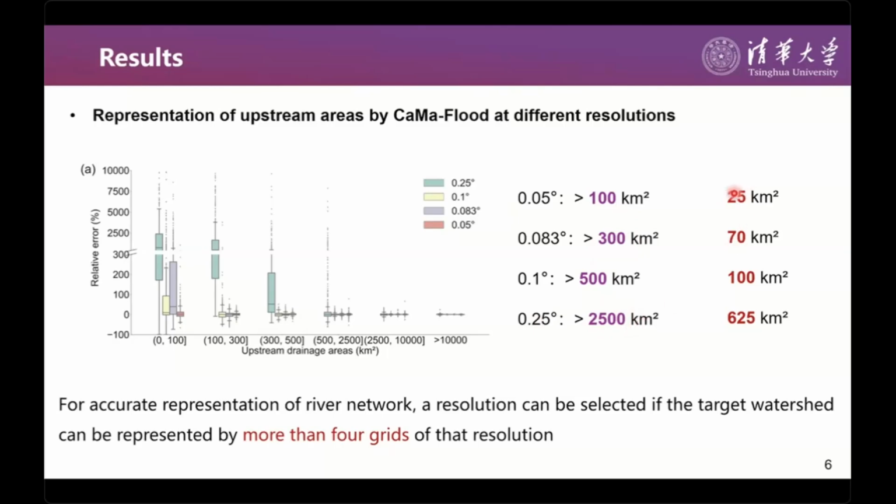The areas of one grid at 5 km, 8 km, 10 km, and 25 km resolution are nearly 25, 70, 100, and 625 square kilometers. Therefore, for the accurate representation of the river network, a resolution can be selected if the target watershed can be represented by more than 4 grids of that resolution.